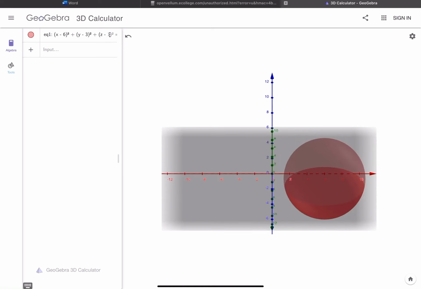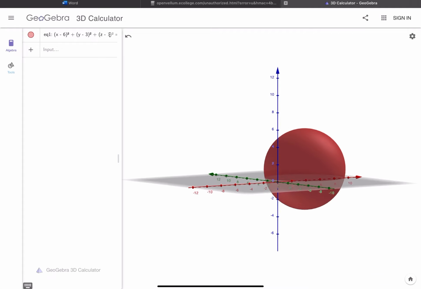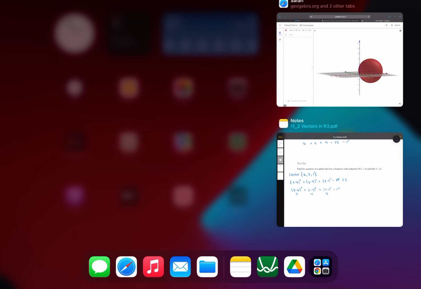Cool. And you can plot the points if you want to. I'll leave it up to you. It contains that the diameter is going to be the segment that goes between those.